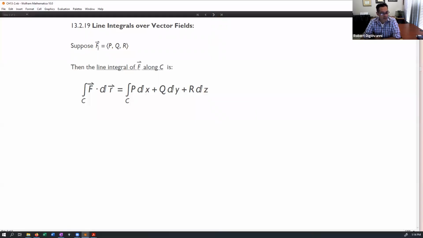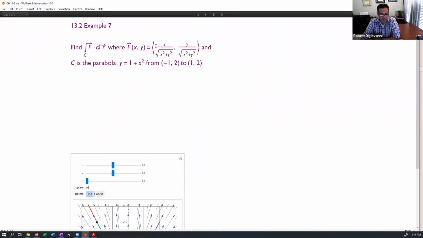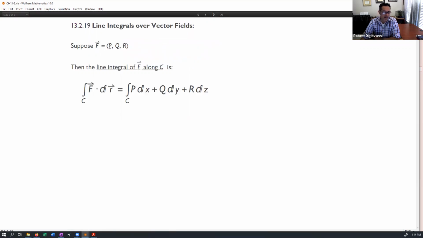Suppose that F is a vector field. Okay, so like in the previous example, here was F, right? It had 2 components to it. This is saying, suppose F is a three-dimensional vector field. So it has some P component, Q component, and R component. Then the line integral of F along C is this. So that work integral becomes the line integral of P dx plus Q dy plus R dz.